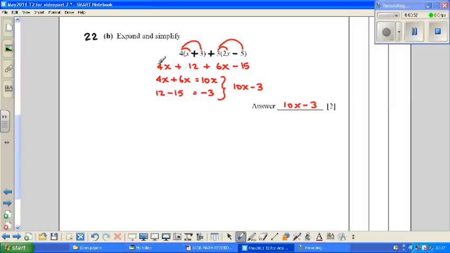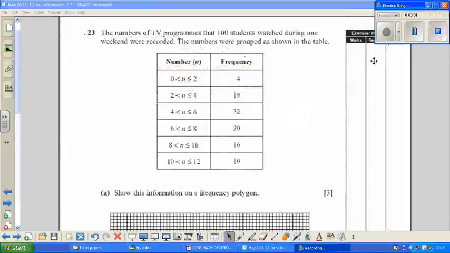So again, we've got terms that are the same there. We've got 4x here, and we've got another plus 6x here. So 4x plus 6x gives us 10x. And then the numbers, we've got 12 minus 15. So 12 minus 15 gives us minus 3. So we combine those together to get our final answer, 10x minus 3.